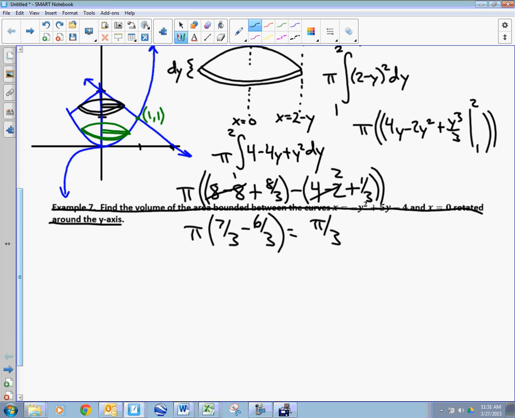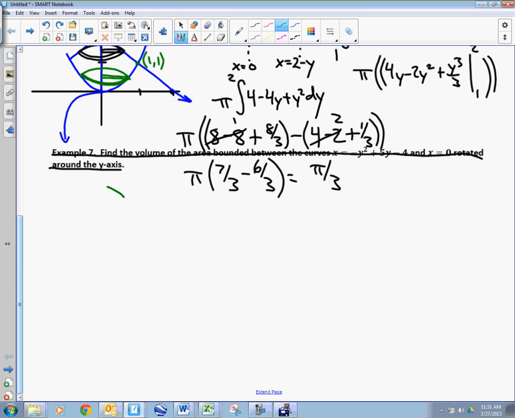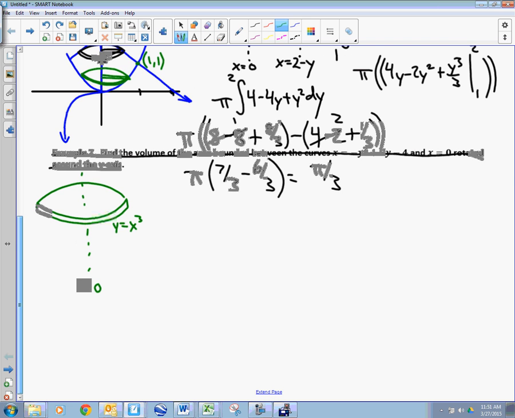Are we done? No, we did the top portion, now we need to do the bottom. That was in green. So the bottom portion, again, is constructed from x equals 0. And what is the outside? Yep, the y equals x cubed. Uh-oh, I have to have it in terms of y because its thickness is dy. Cube root, so x equals y to the 1/3, I'll write it.